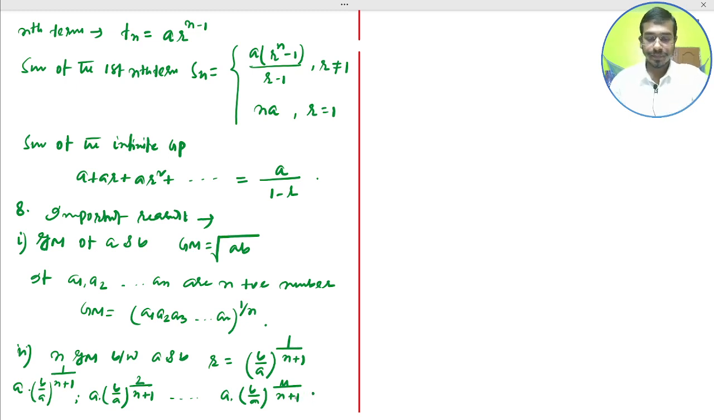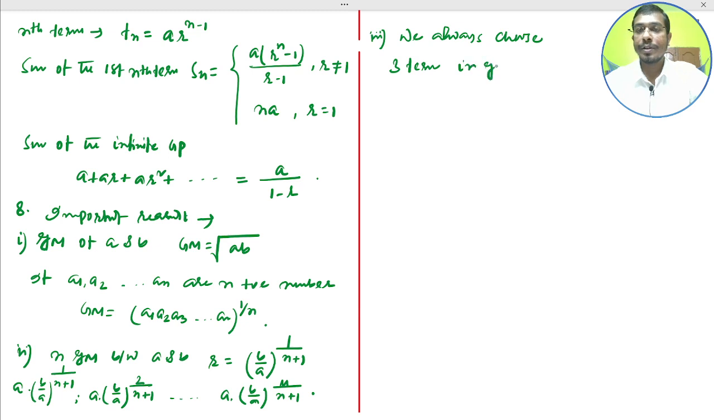Next, property number 3: we always choose the three terms in GP as A/R, A and AR.